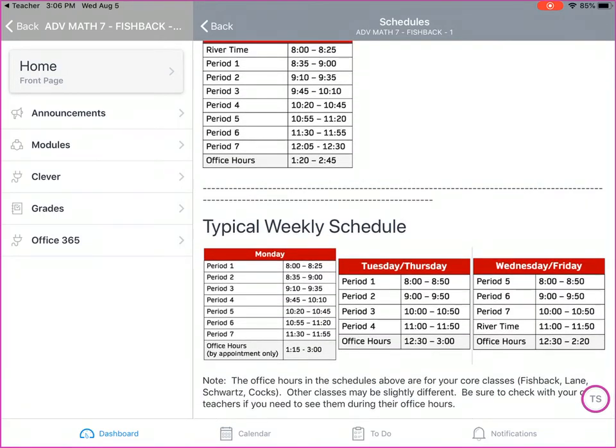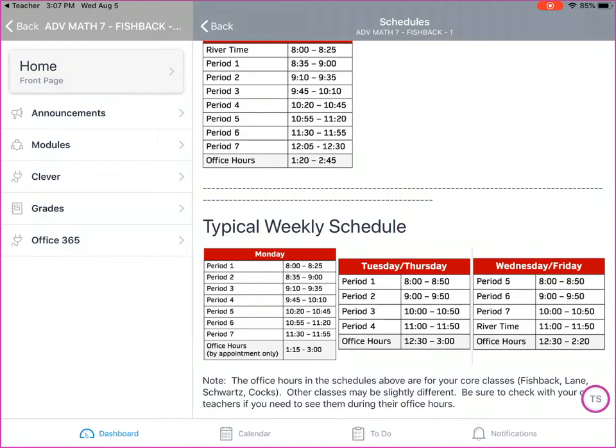After that, we move on to our typical weekly schedule. On Mondays, we'll see all of our classes for 25 minutes, just like we did for the first 5 days, except with no river time at the beginning. On Tuesdays and Thursdays, we'll see periods 1, 2, 3, and 4. And on Wednesdays and Fridays, we'll see periods 5, 6, 7, and river time.